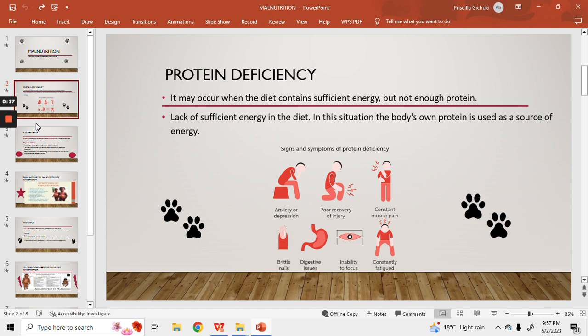Protein deficiency may occur when the diet contains sufficient energy but not enough protein. Lack of sufficient energy in the diet: in this situation, the body's own protein is used as a source of energy.